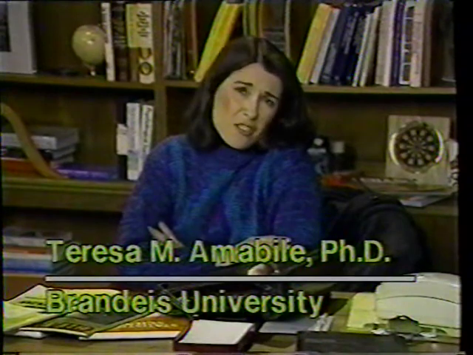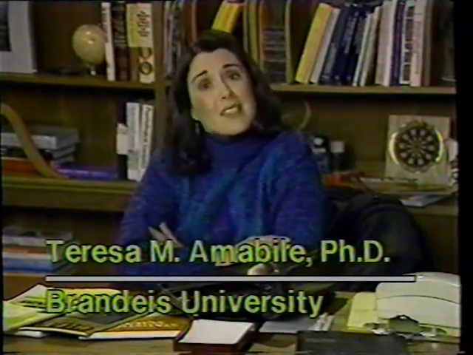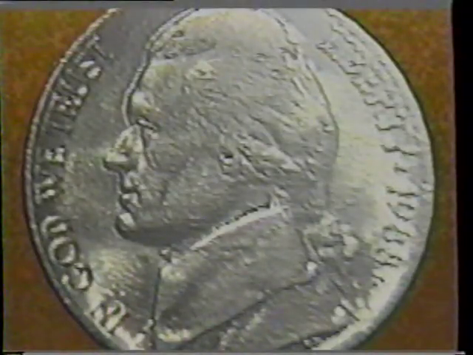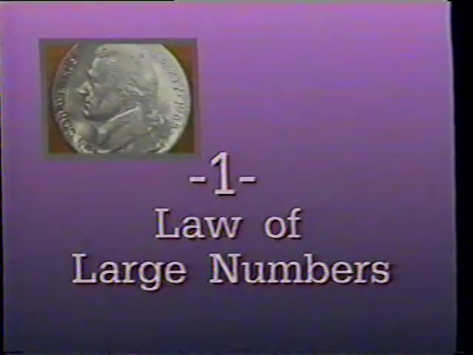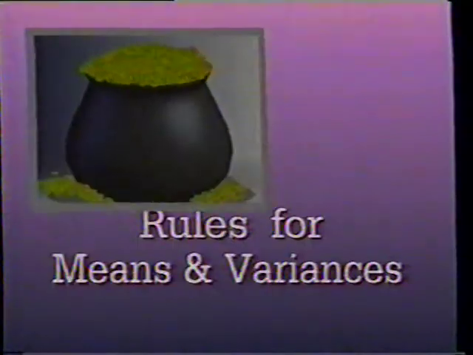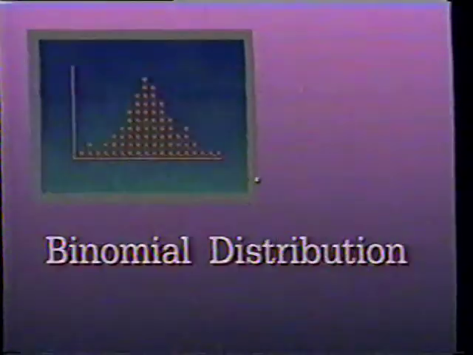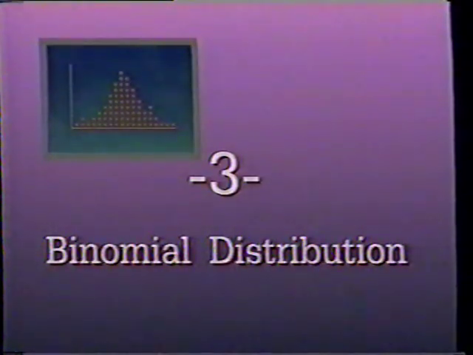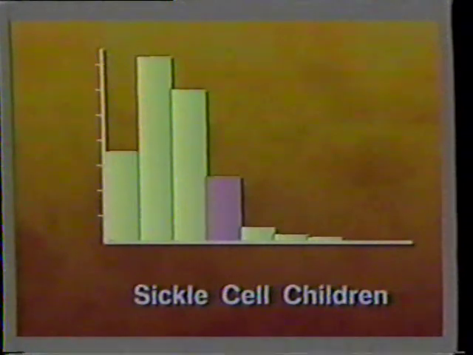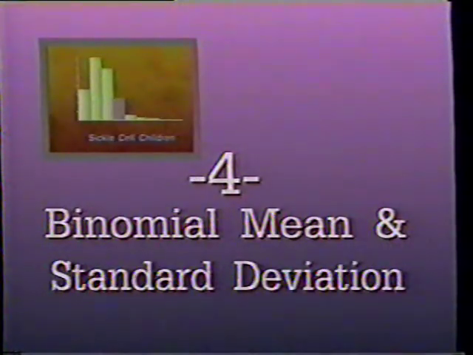You know, it's a wonder that insurance companies stay in business when they've got to deal with things as unpredictable as car accidents. They survive by taking advantage of a statistical concept we'll learn about in this program, the law of large numbers. We'll also learn rules for adding and multiplying the means and variances of random variables. We'll meet one of the most widespread types of probability distributions, the binomial distribution. And we'll learn simple ways to calculate the mean and standard deviation of binomial distributions.